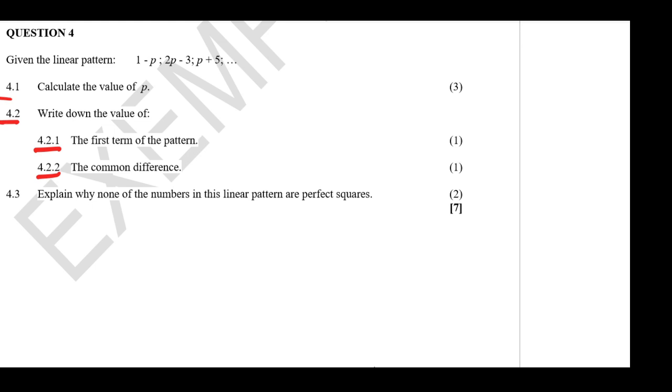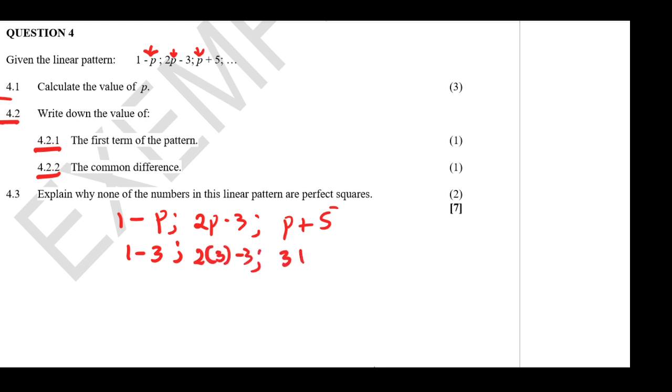Anyways, let's substitute here. Instead of writing p, you're going to write 3. So let's do that. So you have 1 minus p, you have 2p minus 3, we have p plus 5. So 1 minus our p is 3, right? You have 2 into 3 minus 3. We have 3 plus 5.